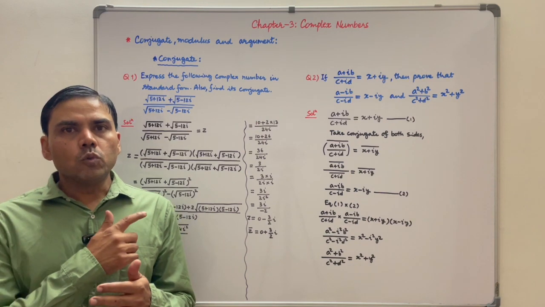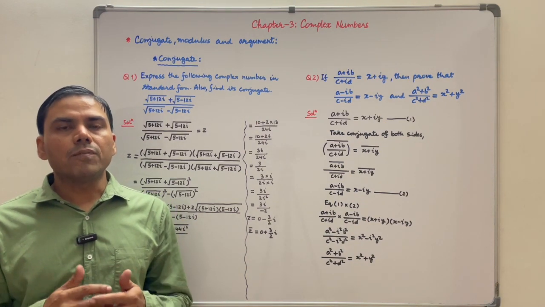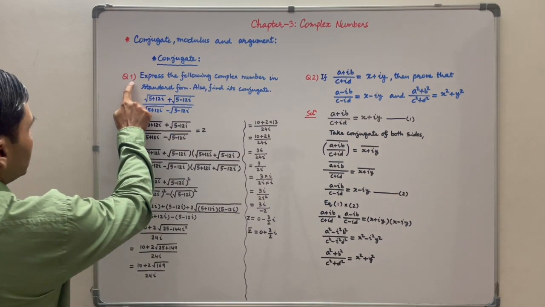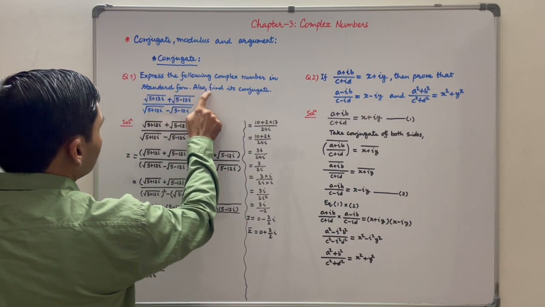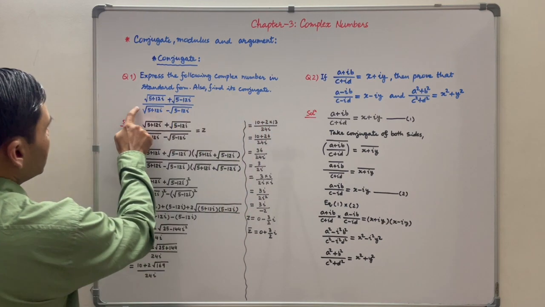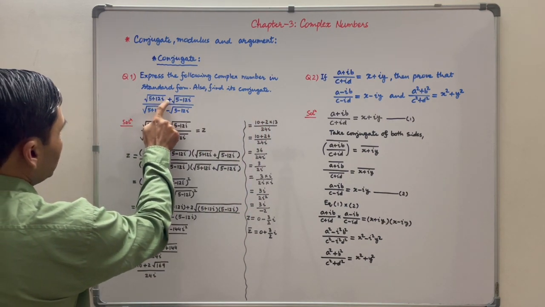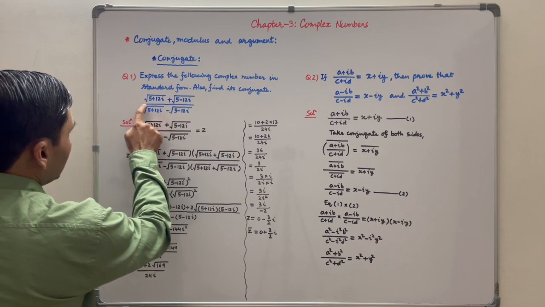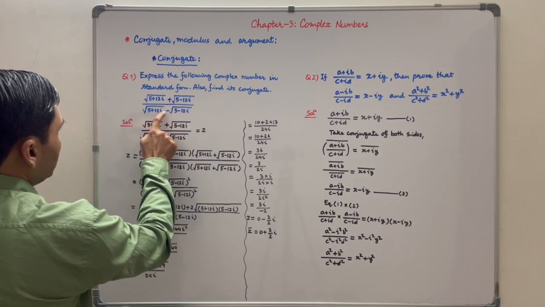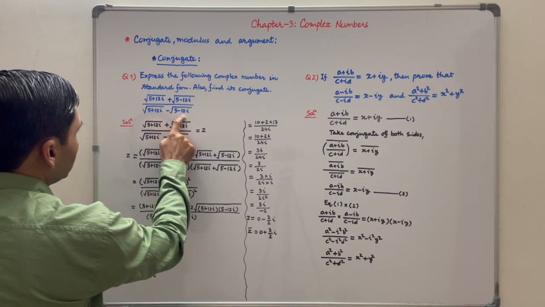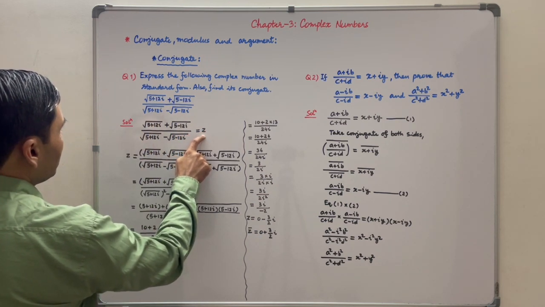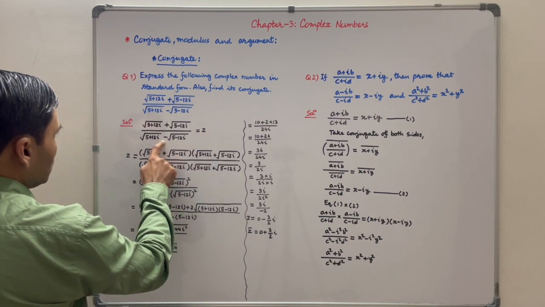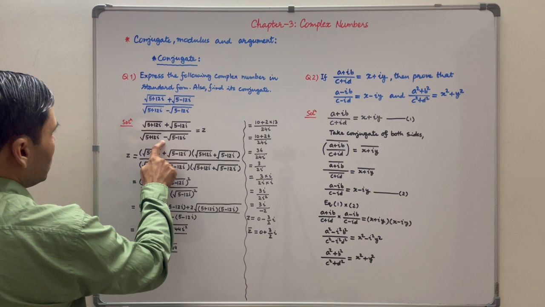Now let us see these two questions based on properties of conjugate. First question: express the following complex number in standard form. Also find its conjugate. The given number is (root 5 plus 12i plus root 5 minus 12i) upon (root 5 plus 12i minus root 5 minus 12i). Suppose the given number is equal to z. The standard form of a complex number is a plus ib. The first step to solve this is to rationalize the denominator.